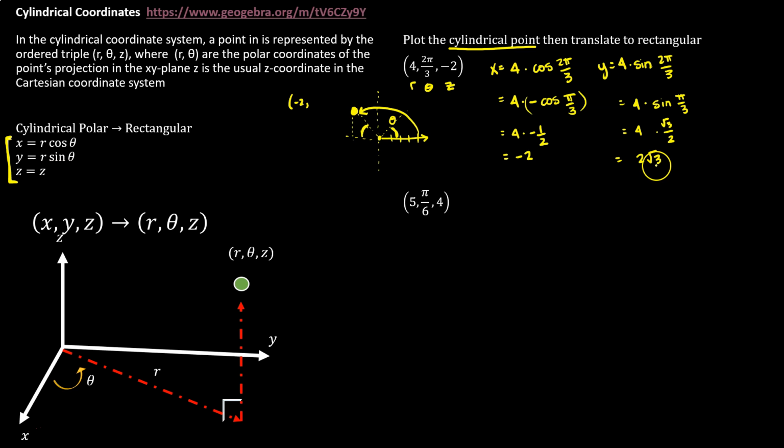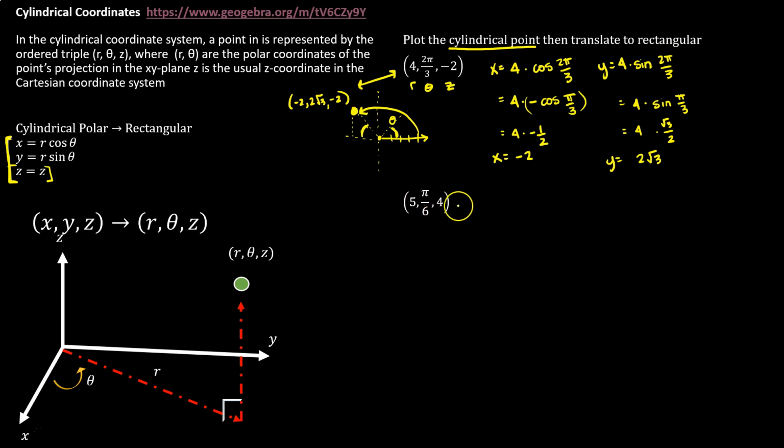Now the only thing that we have left to do is z, but remember z is equal to z in cylindrical coordinates. There's no work there, we're just going to copy it over. So we have our x value at negative 2, we have our y value at 2 root 3, and then our z value is negative 2. So these 2 points are described in different coordinate systems, but they're at the same location.